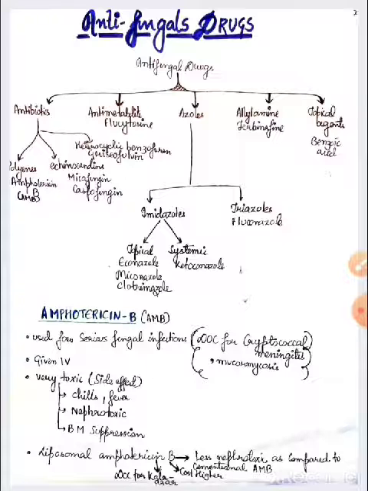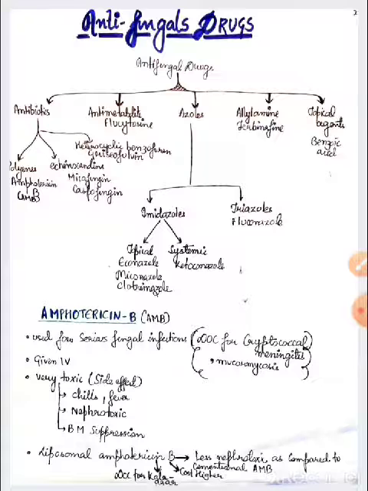Imidazoles are of two types, topical and systemic. Topical are econazole, miconazole, and clotrimazole, and systemic is ketoconazole, and triazoles are fluconazole. Now, allylamines are terbinafine, and topical agents are benzoic acid. So that was the classification of the antifungal drugs.